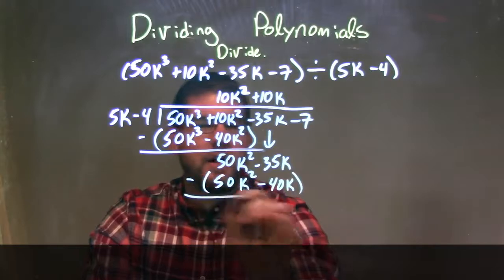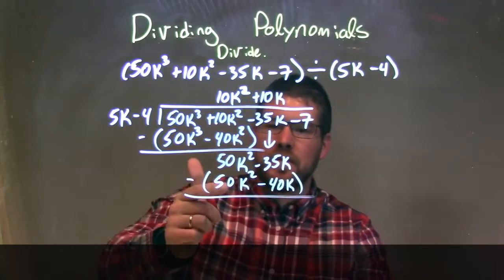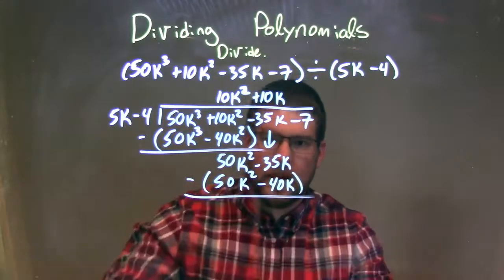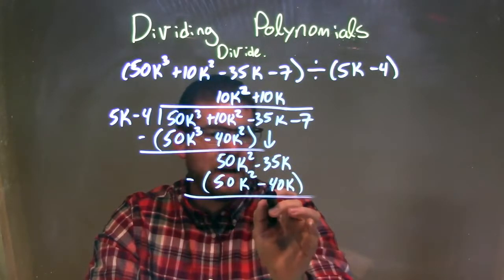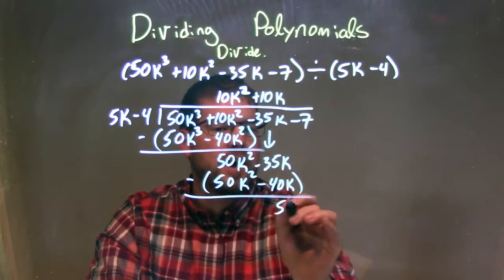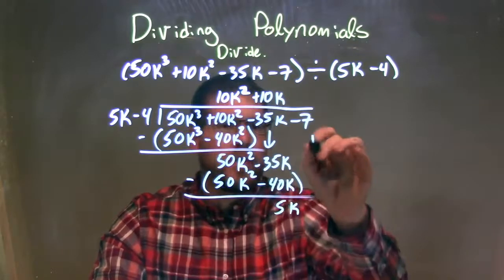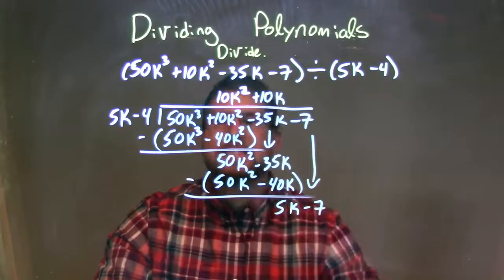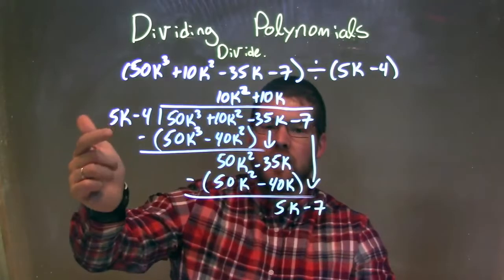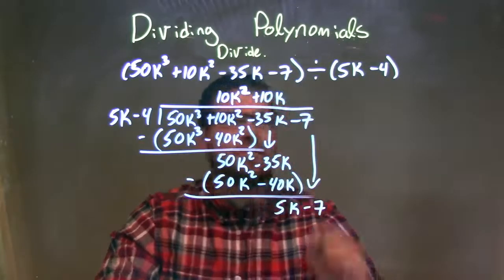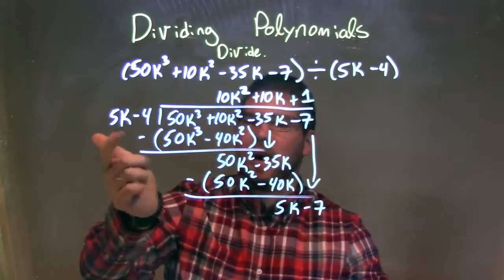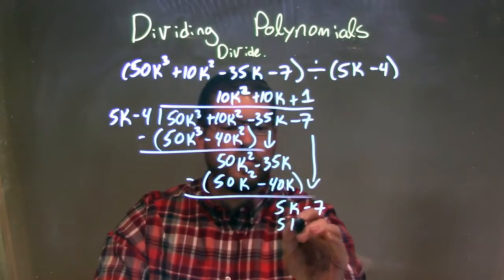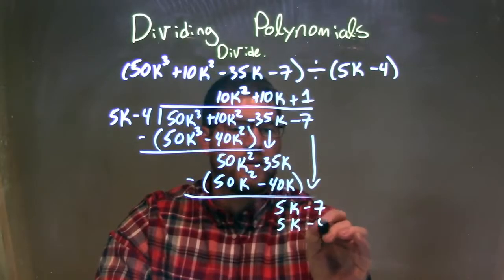We subtract the two, the top and the bottom. 50k squared minus 50k squared is just 0. Perfect, that's what we wanted. And minus 35k minus a negative 40k is like adding a positive 40k, and just a positive 5k. We bring down the minus 7. Same thing. What times 5k is 5k? And that one's just 1. So 1. 1 times 5k is 5k. And 1 times minus 4 is minus 4.